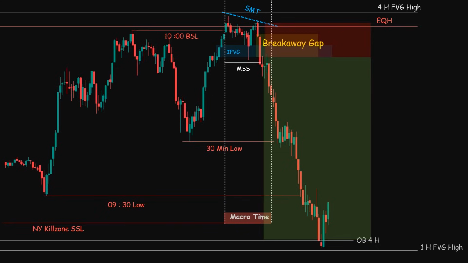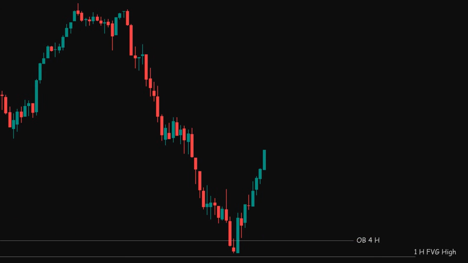Now, since our target was key PDA levels, the 4-hour order block and the 1-hour FVG give us another potential entry here. I personally didn't take this trade because I had already hit my daily reward, but I journaled it and wanted to share it.